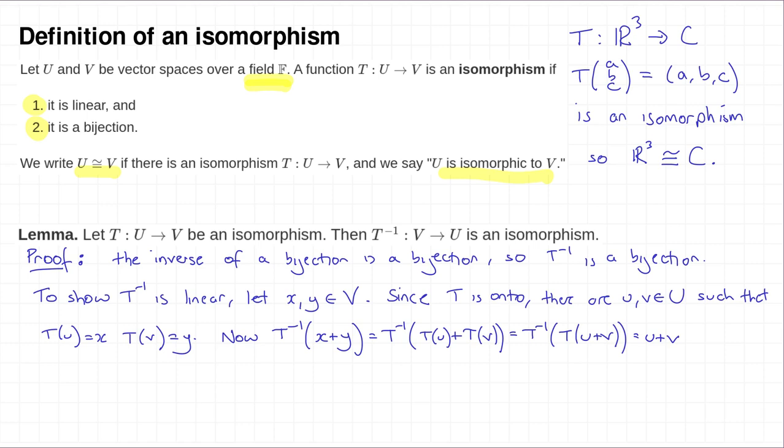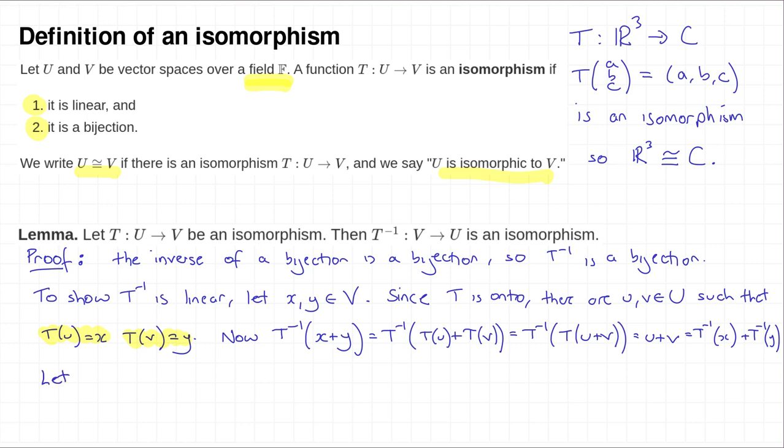Okay, but take a look at this equation. That tells you that u is equal to T inverse of x. And this tells me that v is T inverse of y. So this is T inverse of x plus T inverse of y. We have now shown that T inverse satisfies the first linearity property.